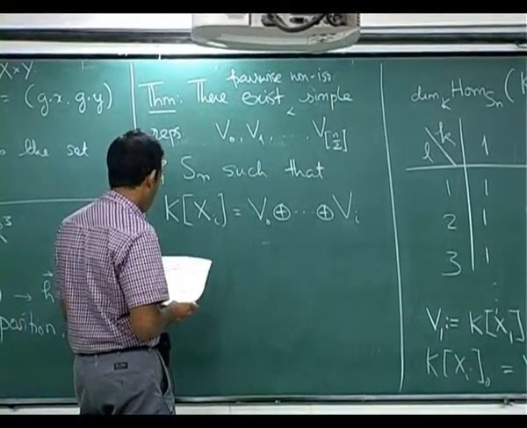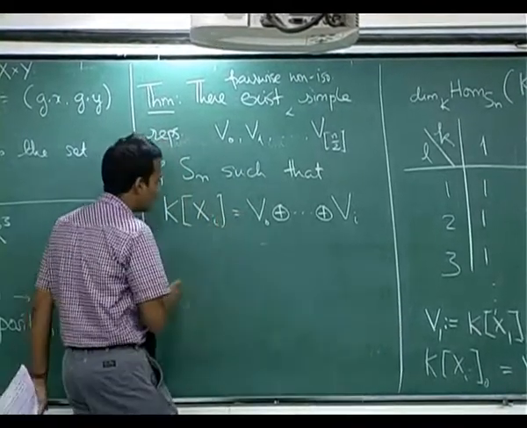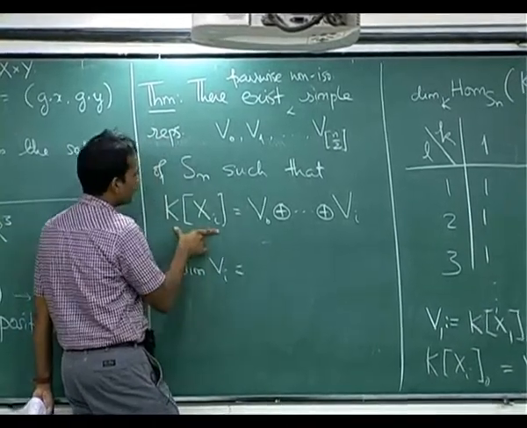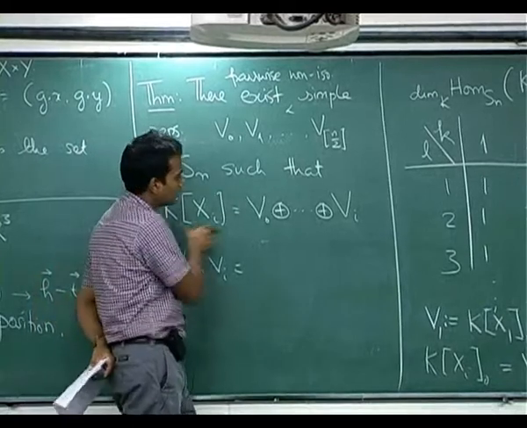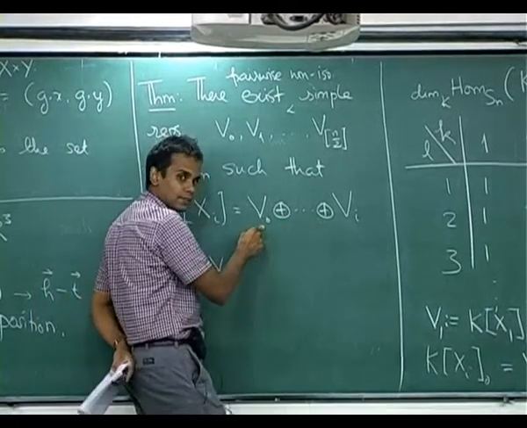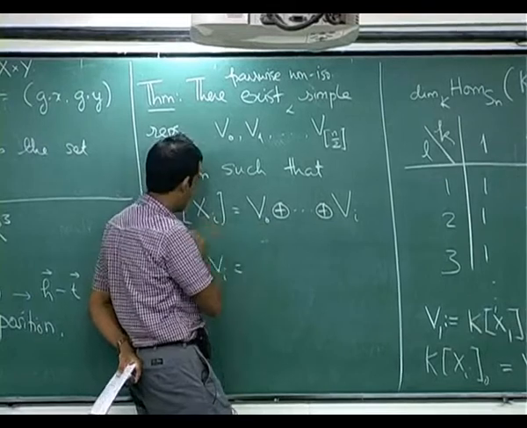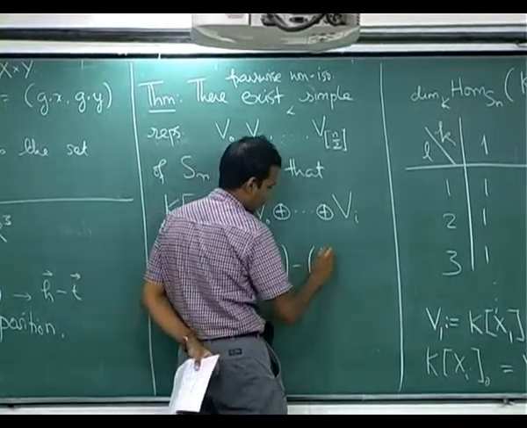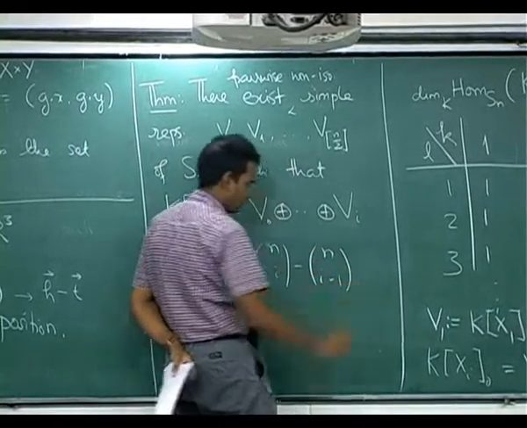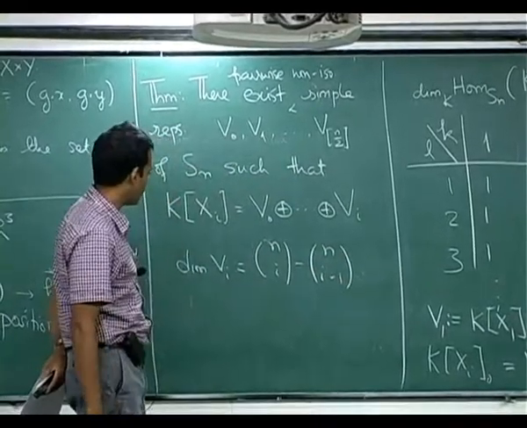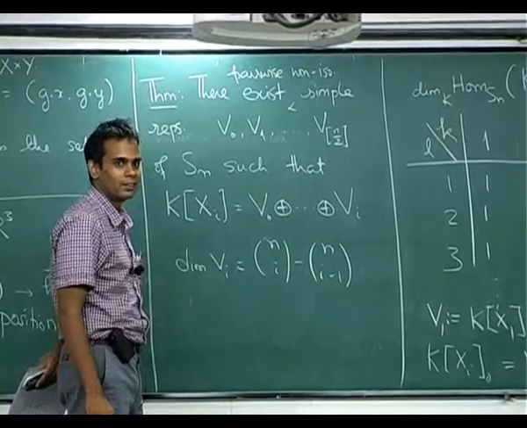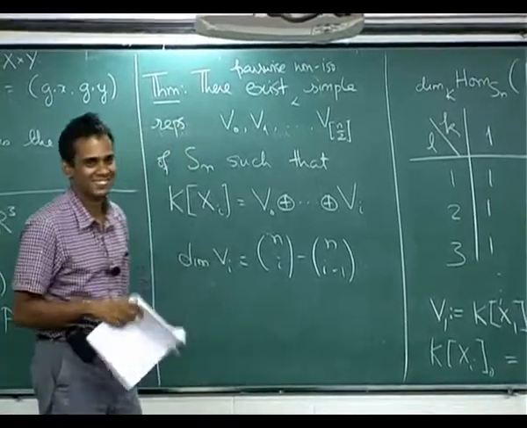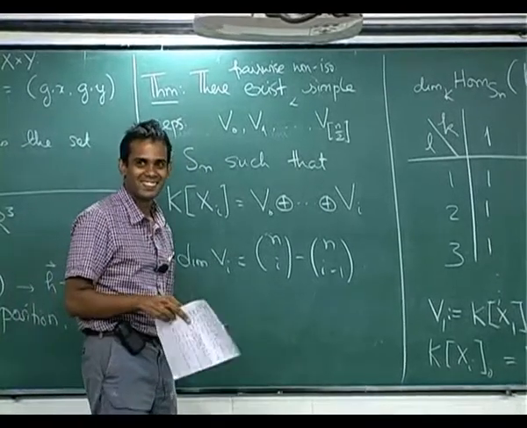But another point I want to emphasize, okay, so what's the dimension of Vi? Well, we know the dimension of this is n choose i, and so if you go up to i minus 1, that's n choose i minus 1, because that's just kxi minus 1, so this is n choose i minus n choose i minus 1. So here's another proof of the unimodality of binomial coefficients. Right.